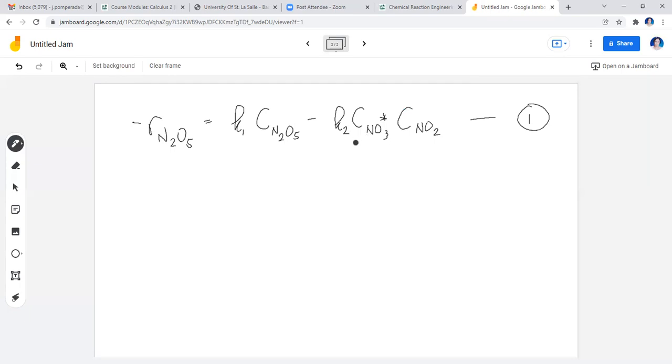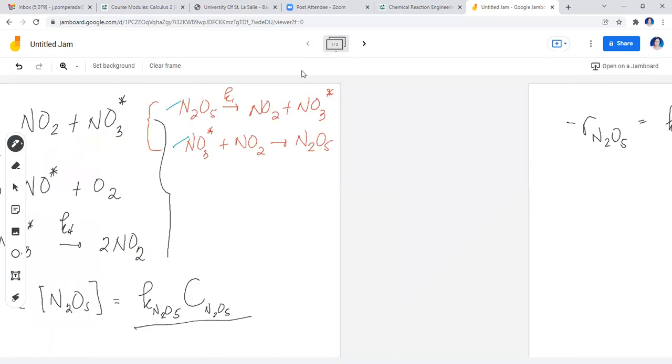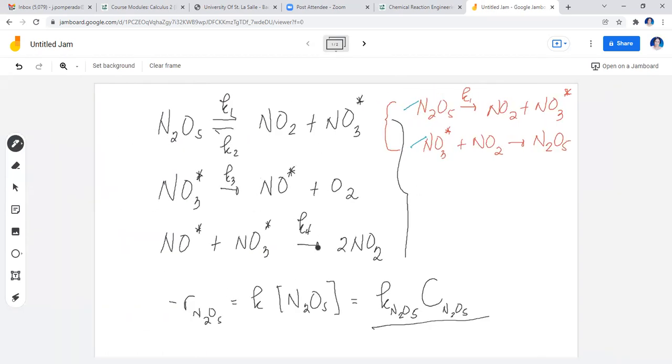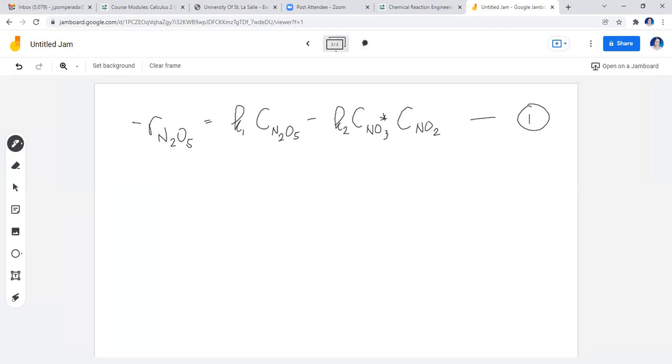So I need to set up an equation based on NO3, or that's nitrogen trioxide. Where am I going to get it? Of course, I go back to my reaction mechanism and I'm going to set that up as well. So I will write here the rate of consumption of nitrogen trioxide. So I'll place here, it's an intermediate. Okay, and I will write.